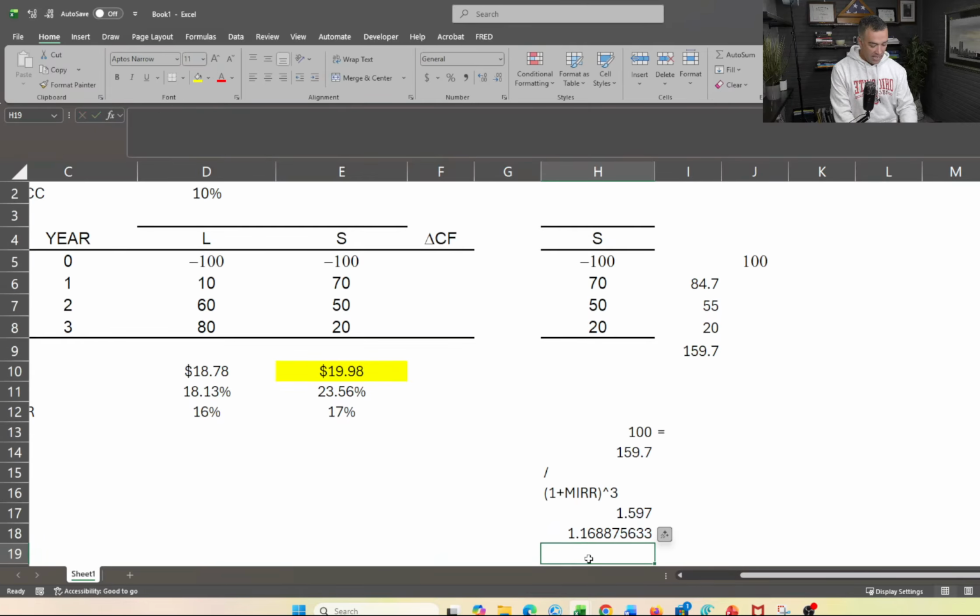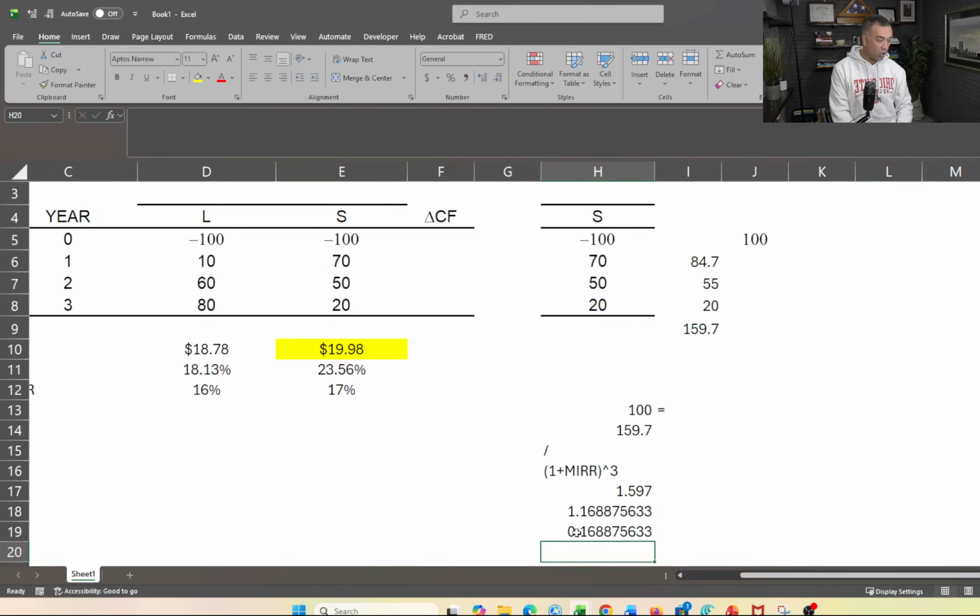Now we have that, and now I need to equal that interest rate, and I'm going to subtract 1 because I had 1 plus MIRR. I need to get rid of the 1, and now I have 16.88%. Let's see how accurate that is. Look at that. So we solved it. So I solved the MIRR.